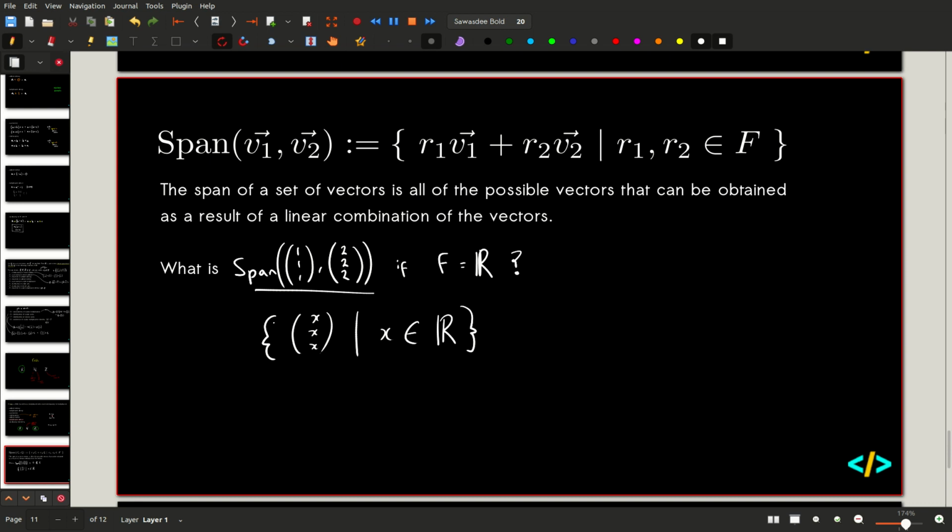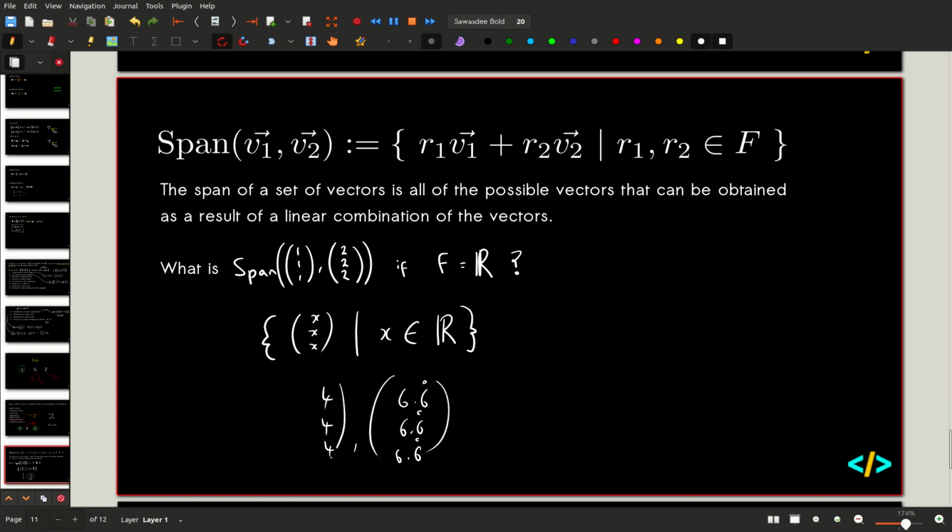So we can't get to any vector where not all three components are equal. So we can't get to this point with a linear combination of these two, for example. But we can get to (4, 4, 4). We can get to (6.6 recurring, 6.6 recurring, 6.6 recurring). As long as the three components are all the same, it will be in this span. So both of these would be in the span of (1, 1, 1) and (2, 2, 2).